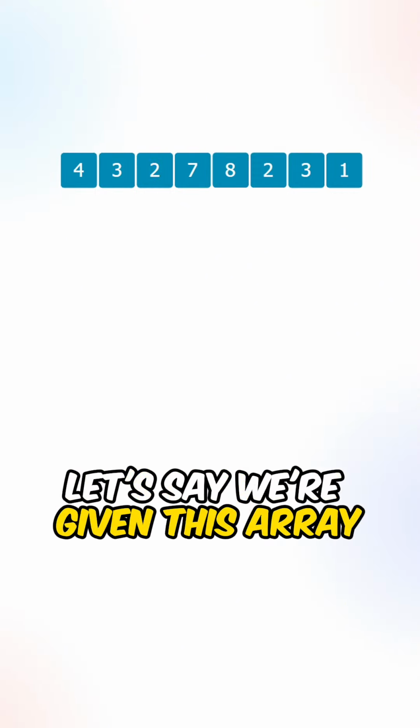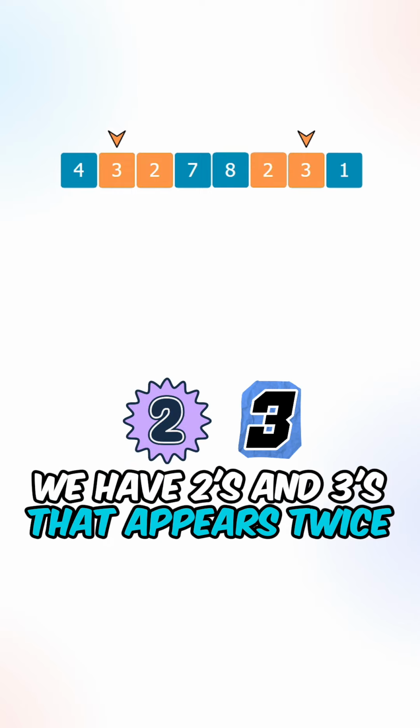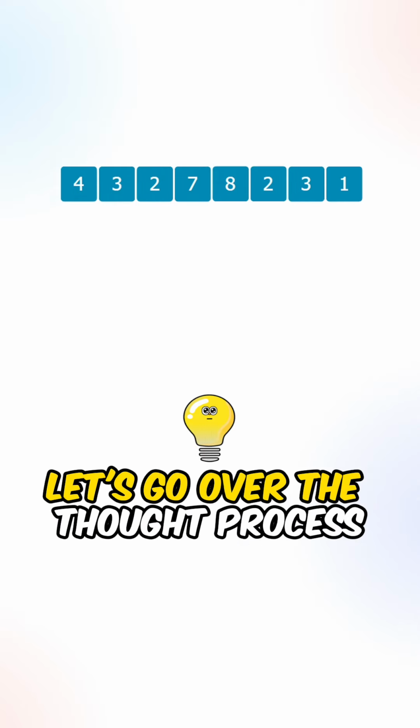Let's say we're given this array, we have 2s and 3s that appear twice, so we can return 2 and 3. Let's go over the thought process.